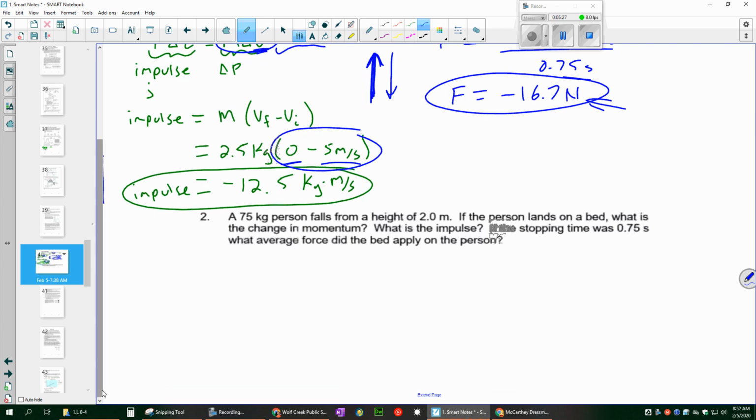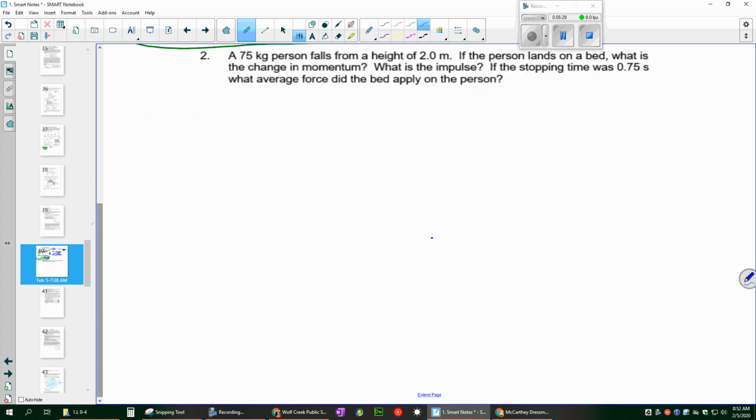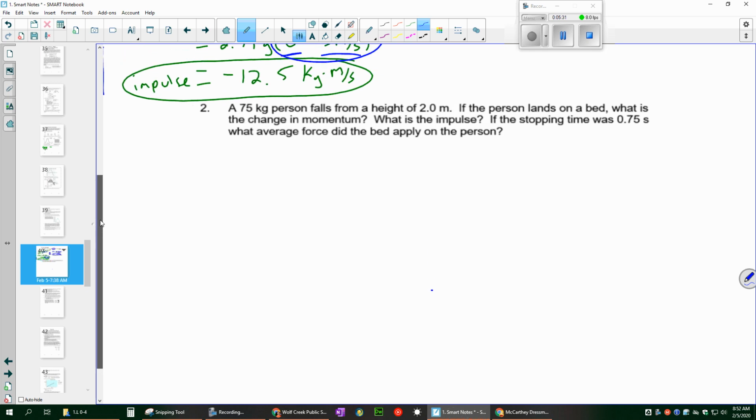Okay, so on this one too, I'm going to talk a little bit about some of the theory behind impulse too. A 75 kilogram person falls from a height of 2 meters. If the person lands on a bed, what is the change in momentum? What is the impulse? The stopping time was 0.75 seconds. What average force did the bed apply on the person?